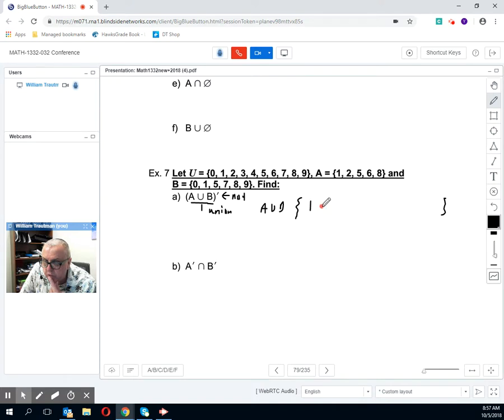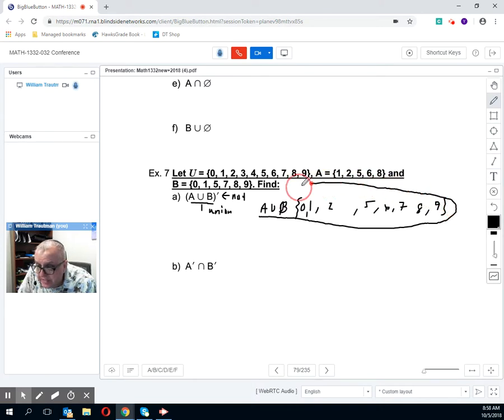A has 1, 2, 5, 6, and 8. B has 0, 1, 5, 7. We don't have 7 yet. 8 and 9. So this is the union. This is the marriage of A union B. But then there's a not. So this is A union B. We want to know which numbers are not in A union B. So A union B says not. So out of the universal set, which ones are not here?